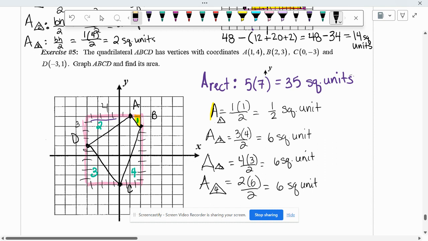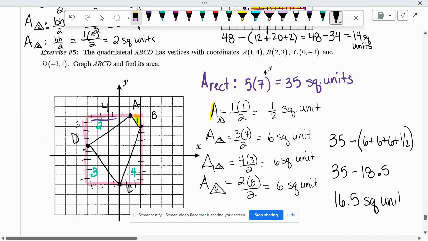So the area of the whole shape, 35, minus the area of 6 plus 6 plus 6 plus 1/2. Well, that's 35 minus 18.5, which is 16.5 square units. So again, these are my favorite type when we have to turn them into a rectangle. I just think it's cool.